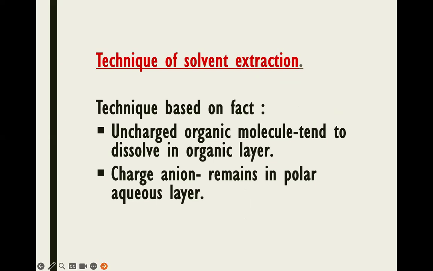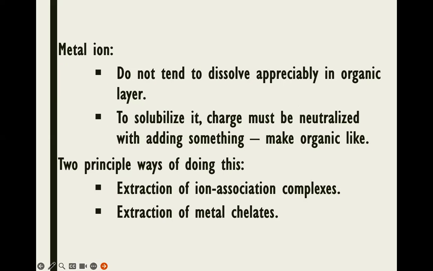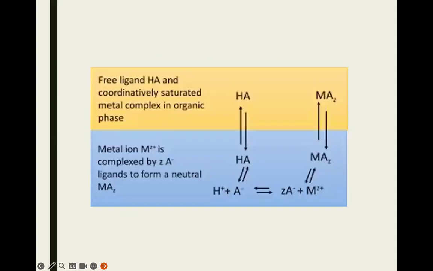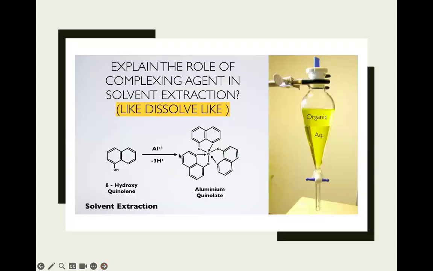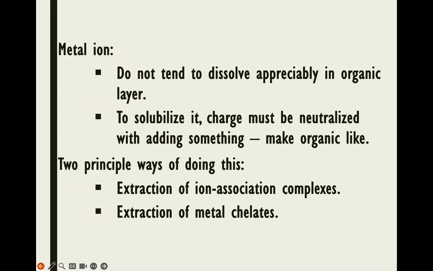So there are two types of how to convert from here. Let's say this is aluminium 3 plus, in ionic form, and you cannot extract the ionic form naturally into organic because it does not dissolve. The concept of like dissolves like plays a big role here. So you have to strategize on how to change the metal ions into neutral complexes.